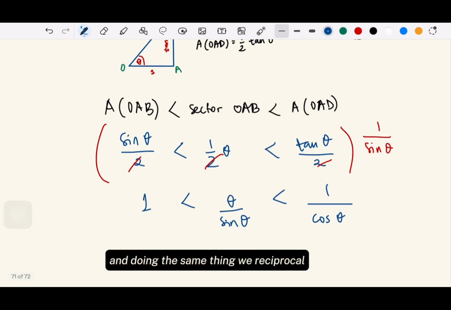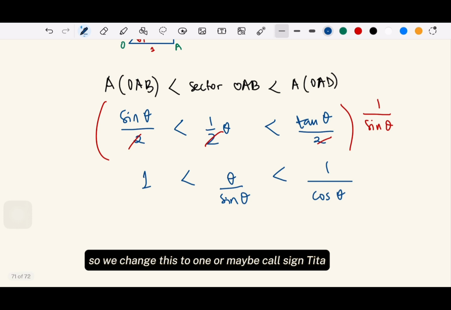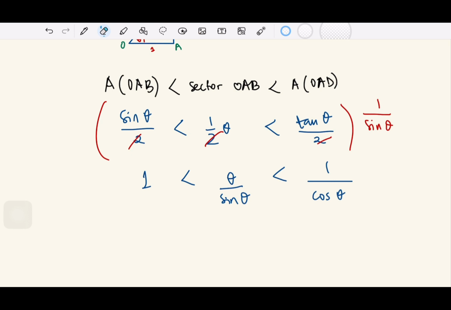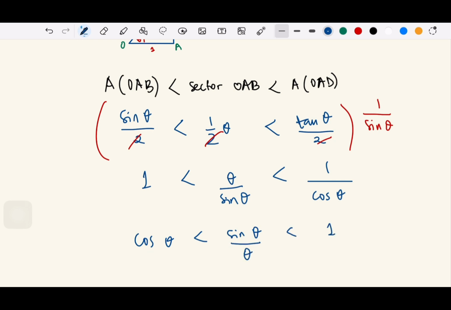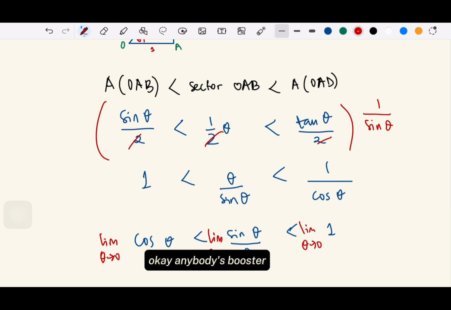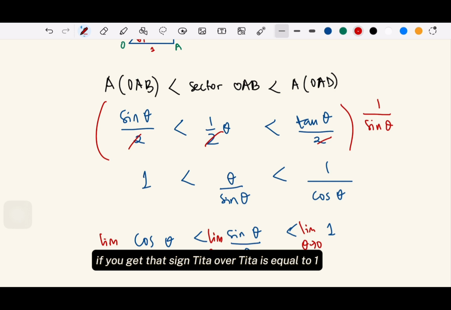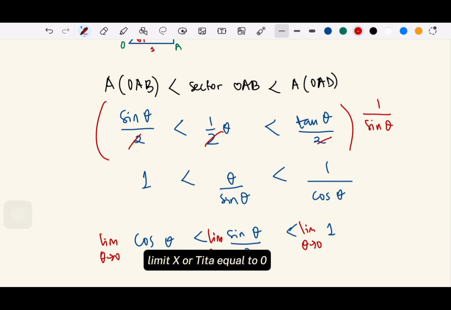And doing the same thing with the reciprocal, we change this into cosine theta is less than sine theta over theta, which is less than 1. And then the same, take the limit, and by squeeze theorem, you will get that sine theta over theta is equal to 1 as theta approaches 0.